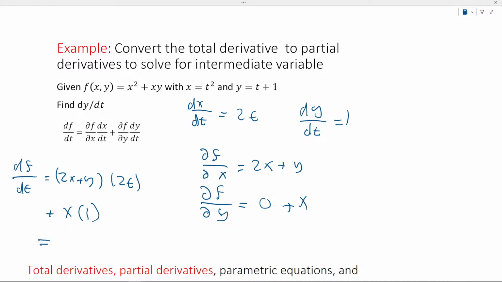If you want to simplify it, now here, I don't want x, I want everything to be with respect to t. So I can substitute x, that's t squared, plus y. I can substitute y, that is t plus 1. And that all will be multiplied by 2t plus x. I can substitute x with t squared.